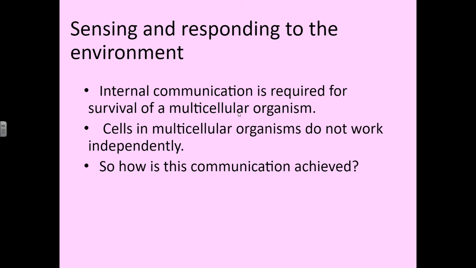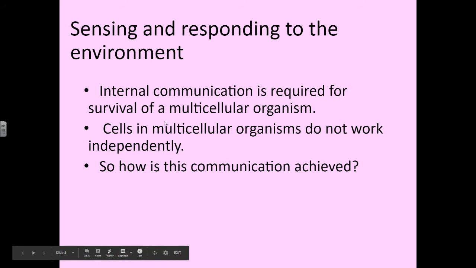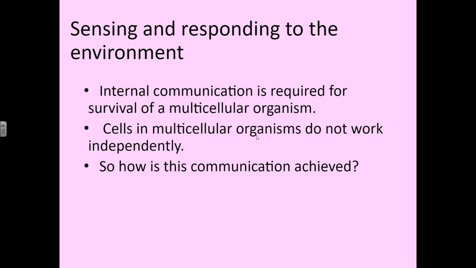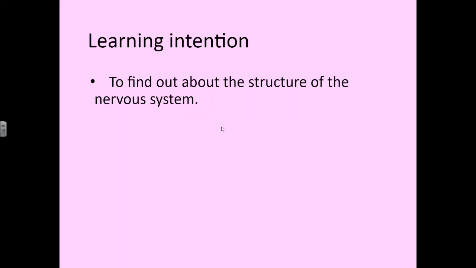So we have internal communication inside our body. We can control our feet, we can control our hormones, we can control blood pressure, water balance, lots of things. Cells in our multicellular organisms don't work independently. They need to work together to survive. So how do we communicate? There's two ways. We use the nervous system and we use hormones.